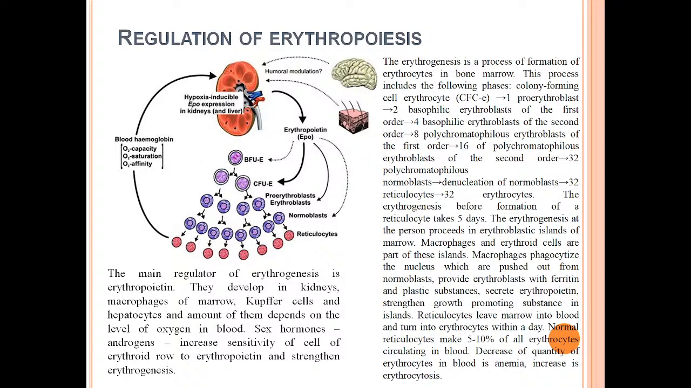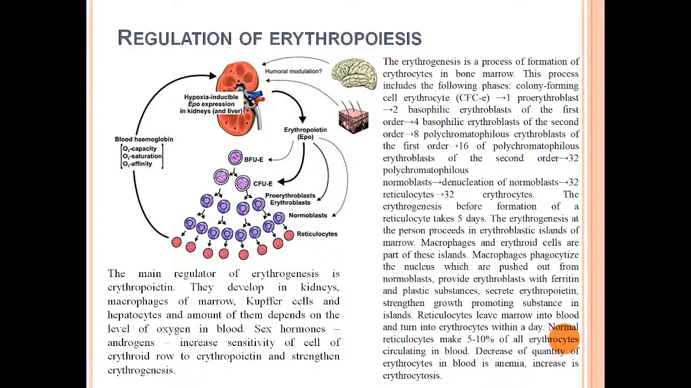Next, polychromatophilic erythroblast of the second order. Next, polychromatophilic normoblast, the enucleation of normoblast. Next, reticulocytes, and next, erythrocytes. The erythrogenesis before formation of reticulocyte takes 5 days.